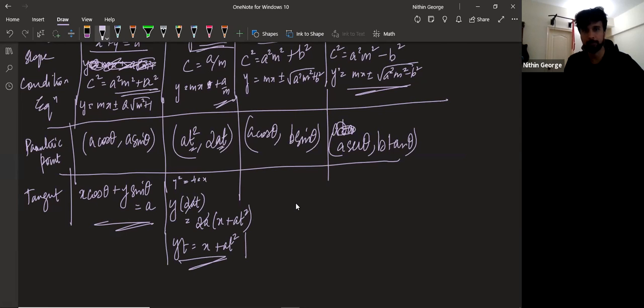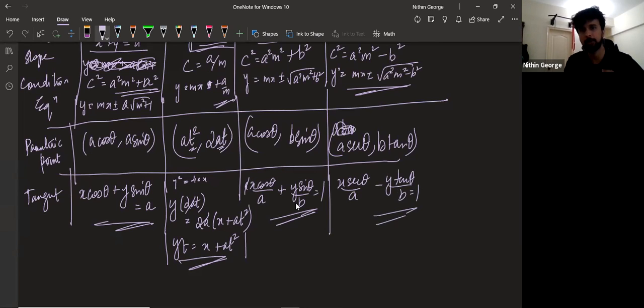X square by a square becomes x1 by a square. So x into a cos theta by a square. So a and a square cancel out. This is what remains. Similarly, the y term will become y sin theta by b equal to 1. This is the equation of tangent here. Here the equation of tangent becomes x sec theta by a minus y tan theta by b equal to 1. Guys, are you following?